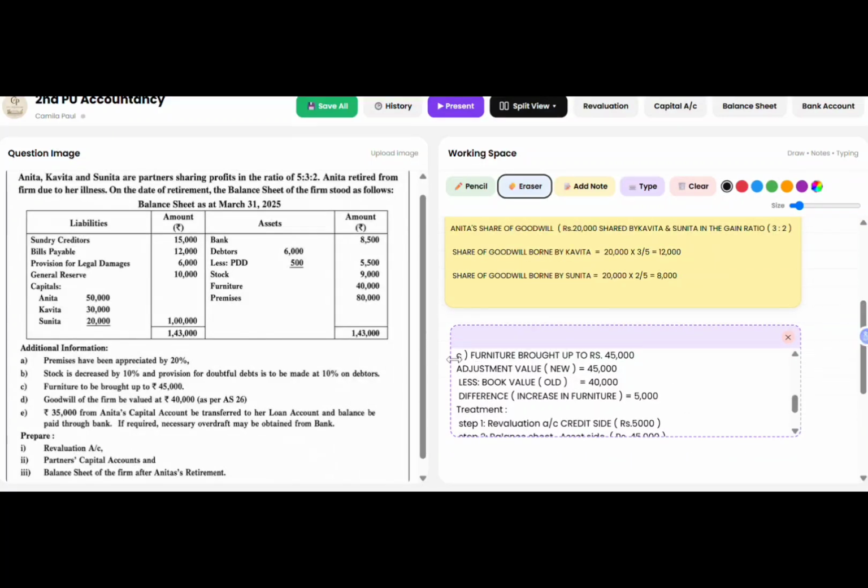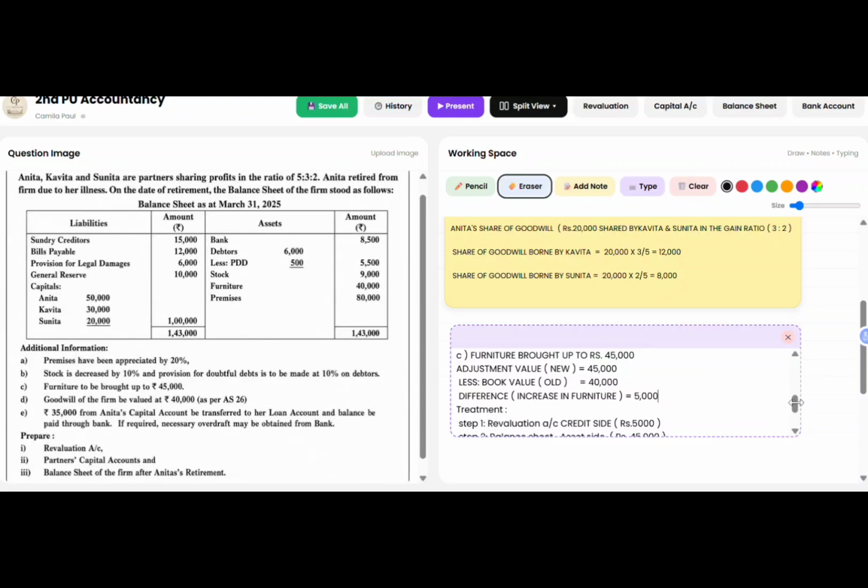Now, the next adjustment says that furniture is to be brought up to 45,000. So furniture is to be increased. It has been increased to 45,000. So the adjustment value is 45,000, that is the new value. And we need to deduct the value which is given in the balance sheet, that is the book value, less the book value of the furniture, which is 40,000.